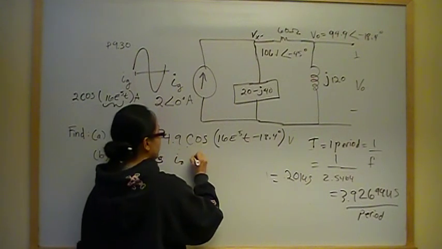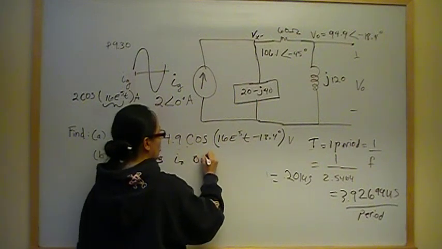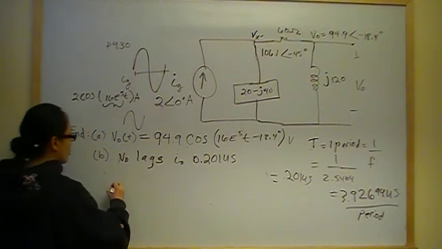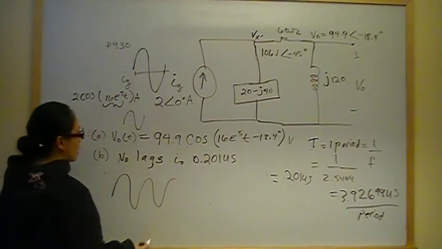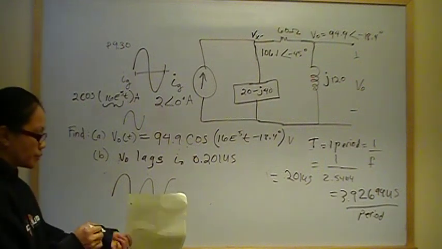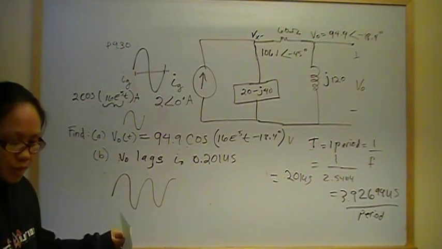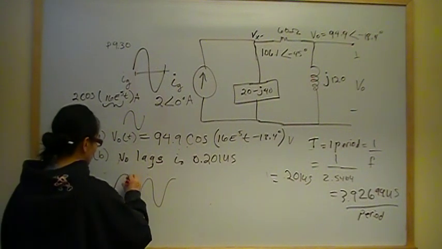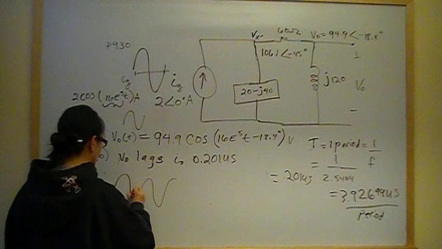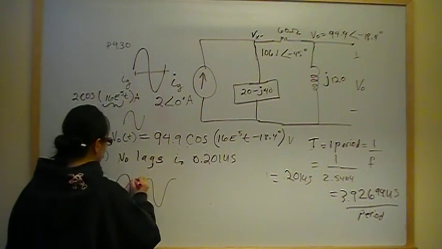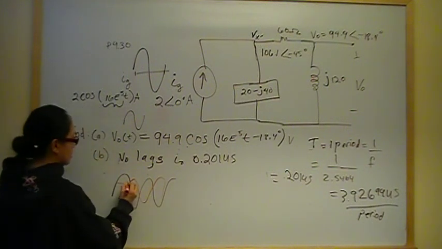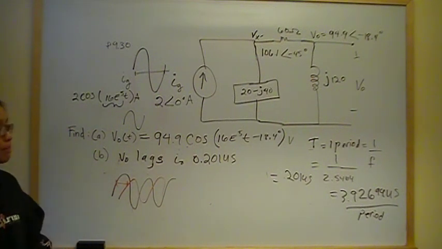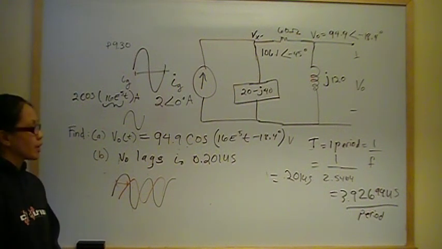So what that says is the voltage lags current by 0.201 microseconds. So if this is your voltage function, the current is actually ahead, so it's going to reach whatever point in time this is. Current will get there first, is what it's saying. So that time is represented by 0.201 microseconds. Okay, that's a wrap.